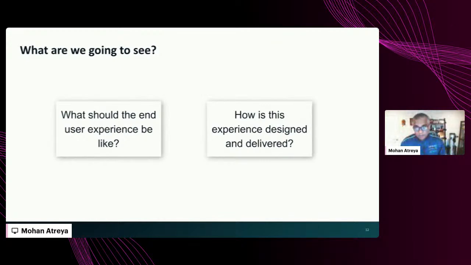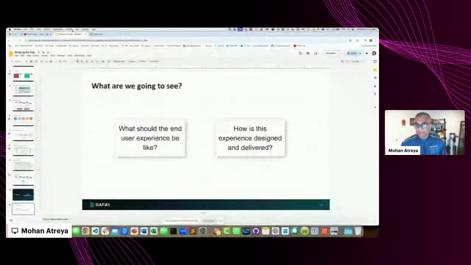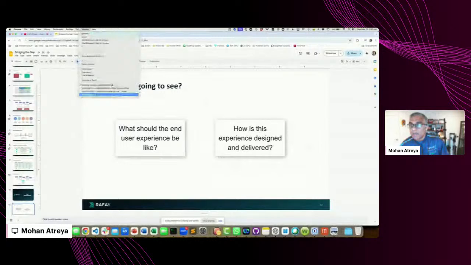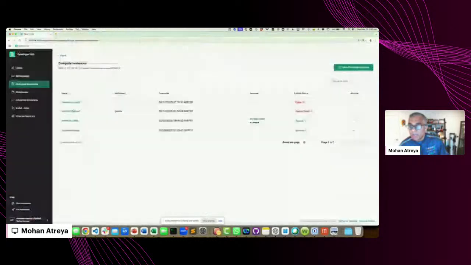What I'm going to do is first start with the stuff on the left, the end user experience. I'm going to pivot to a quick demo here. I'm sharing my screen, so you should be able to see it. Dimitrios, if you could just let me know if this is not visible.